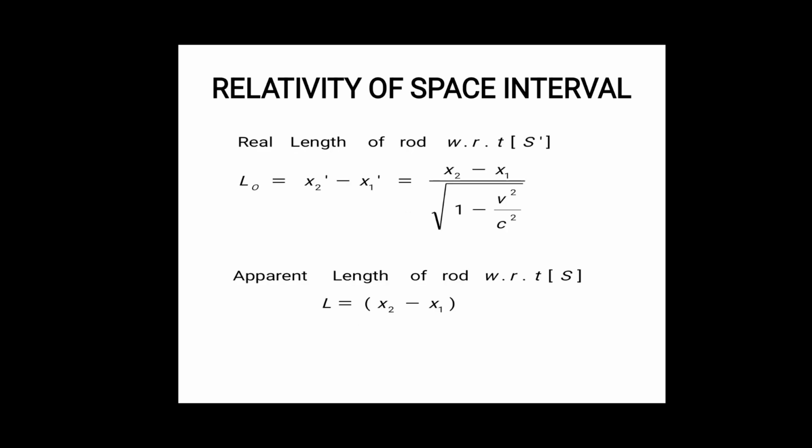Thus, real length of rod with respect to frame S dash can be expressed as L naught is equal to x2 dash minus x1 dash. After putting the values of x1 dash and x2 dash from previous slide, we can obtain L naught equal to x2 minus x1 whole divided by under root 1 minus v square upon c square. And apparent length of rod, as we know, L is equal to x2 minus x1.